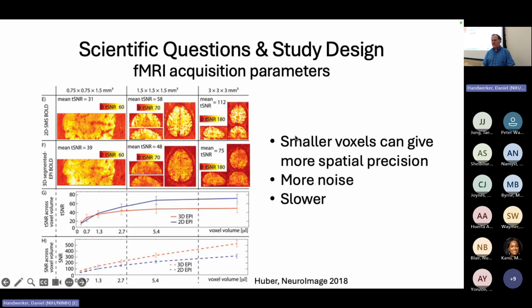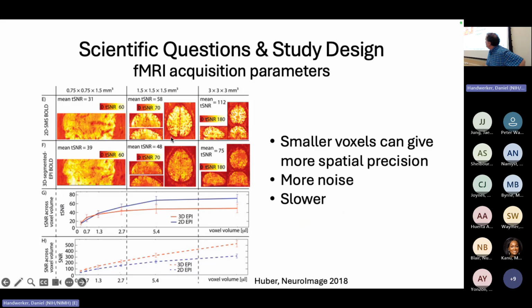So if you look here, the top row is a 2D sequence. The bottom row is a 3D sequence. And this is TSNR for the same person's brain. What you can see is, if we wanted to do 3 millimeter voxels, these two are set the same way. The 3D sequence gives you a much worse TSNR than the 2D sequence. You can sort of see this on the lower plot here as well. So this is TSNR of the two sequences.